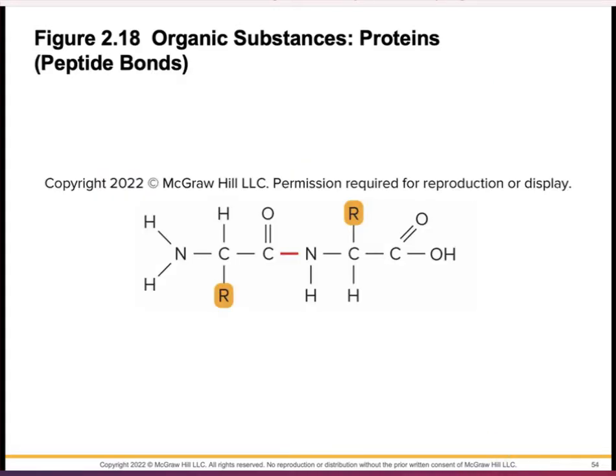As you can see here in figure 2.18, you have different amino acids that are going to join together to form peptides, polypeptides, or our proteins. And remember, the bonds between these amino acids are what we refer to as a peptide bond. So highlighted in red, that would be a peptide bond.